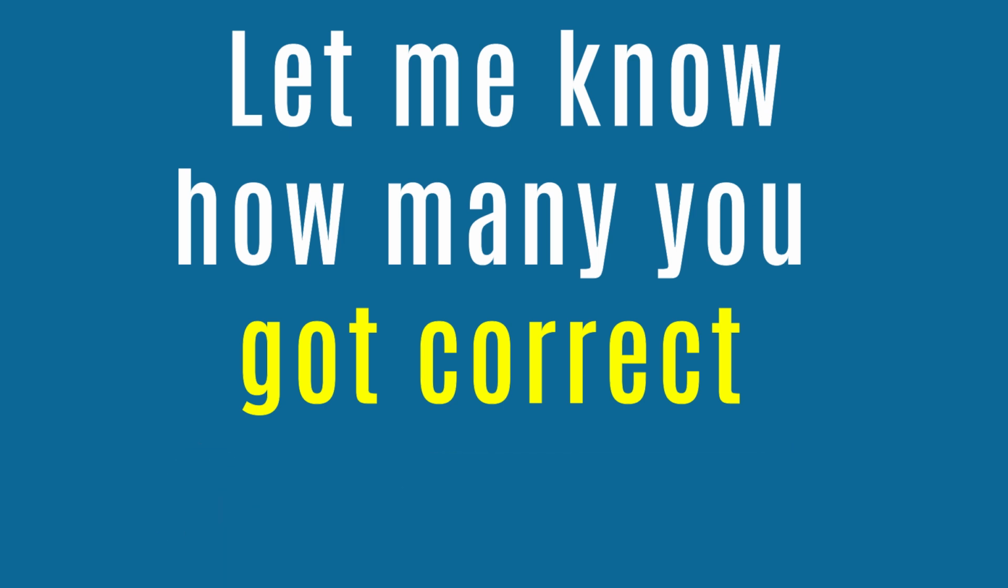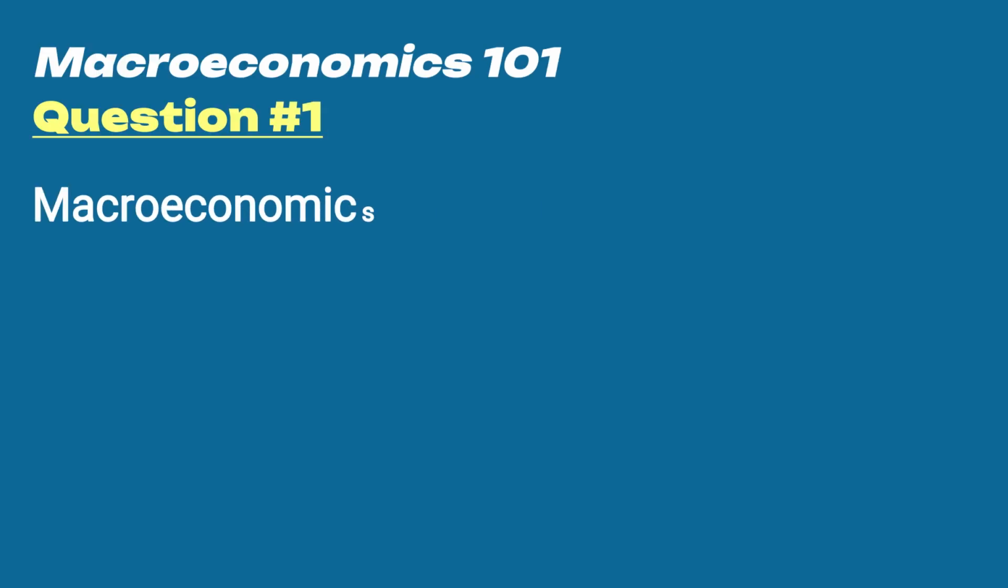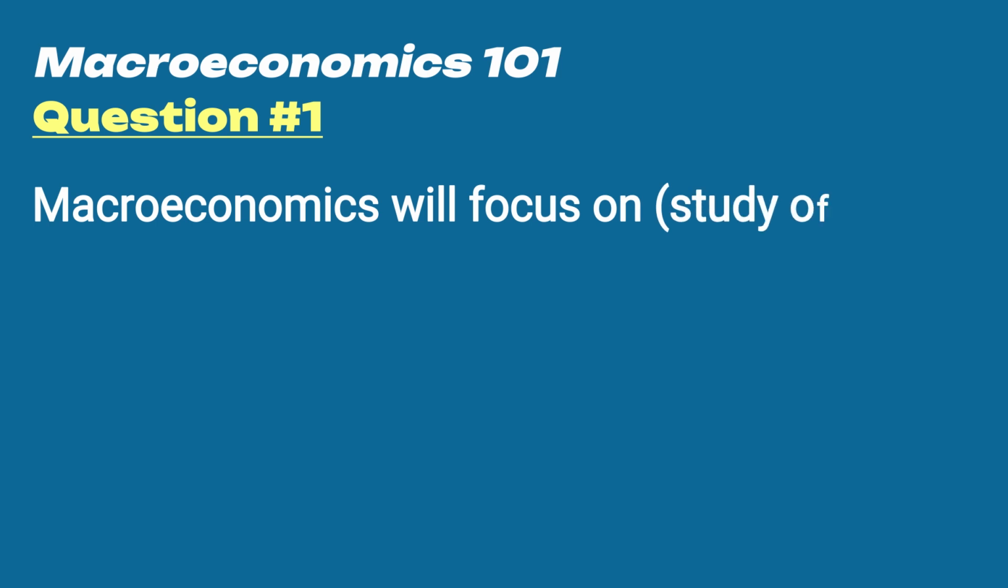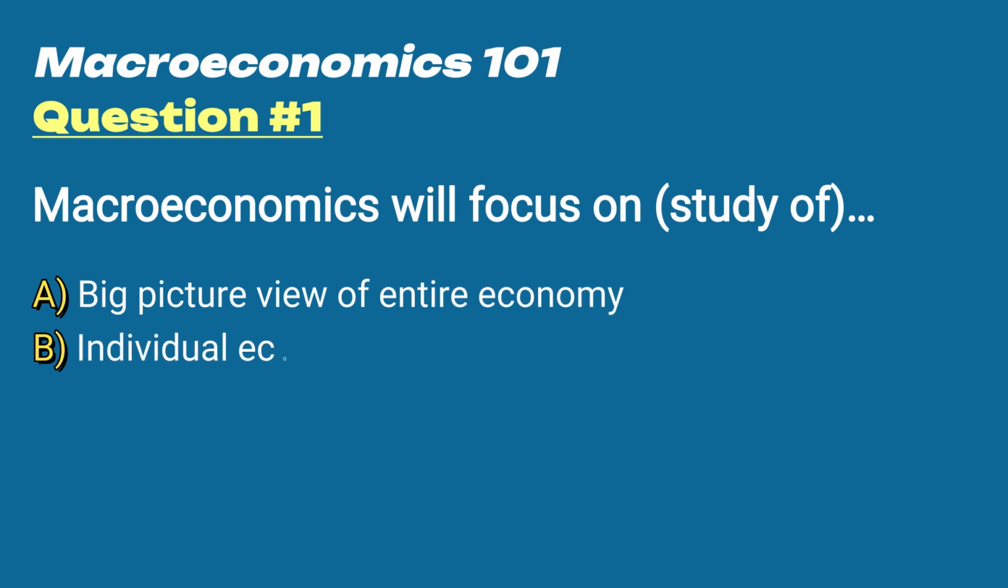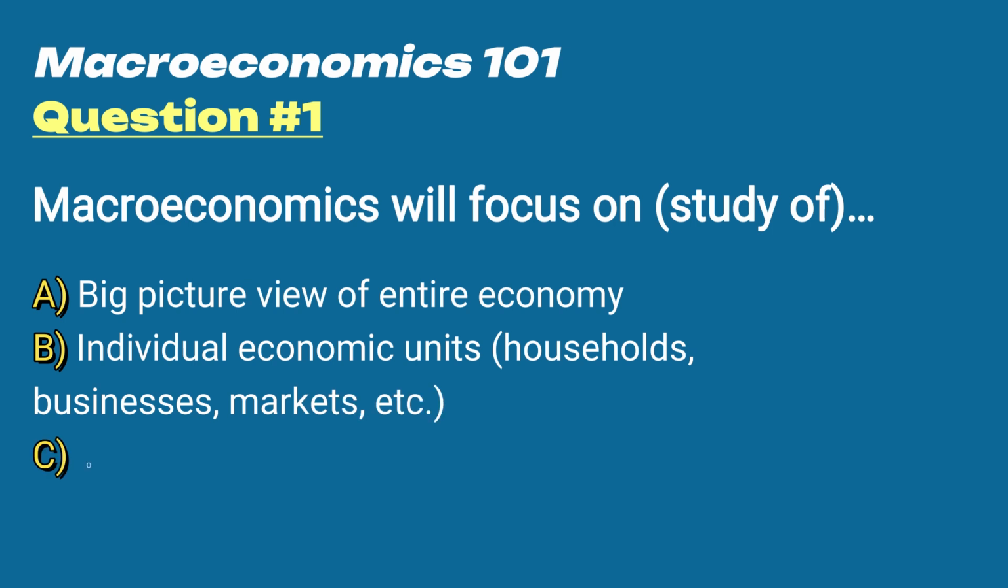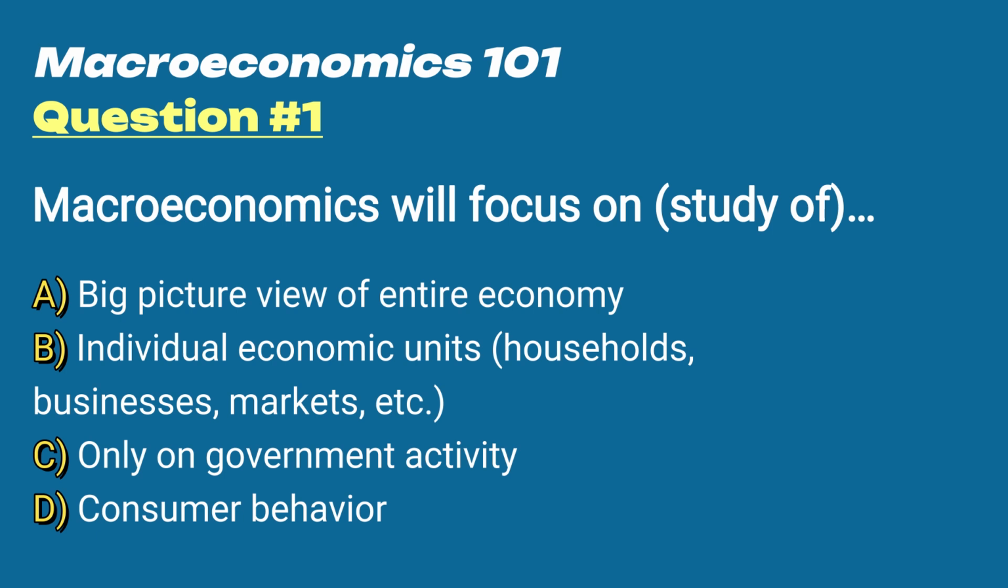All right, let's dive into the Macroeconomics 101 quiz. Question number 1. Macroeconomics will focus on A, big picture view of the entire economy, B, individual economic units like households, businesses, markets, C, only on government activity, D, consumer behavior.